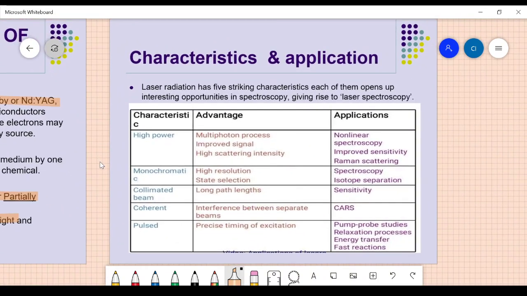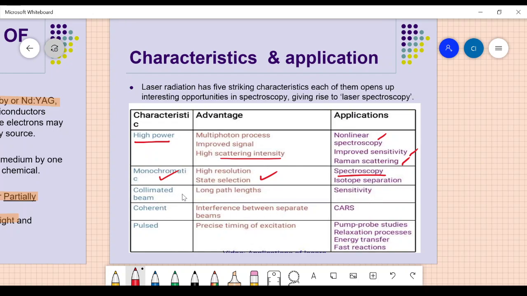And here are the characteristics of application. What is the main characteristic of application? It has a high power of penetration, and it is even capable of cutting. It's a multi-photon process, improves signal and scattering intensity, and is used in nonlinear spectroscopy, improving sensitivity as well as Raman scattering. And if you use monochromatic light, it gives high resolution for spectroscopy and isotopic separation.